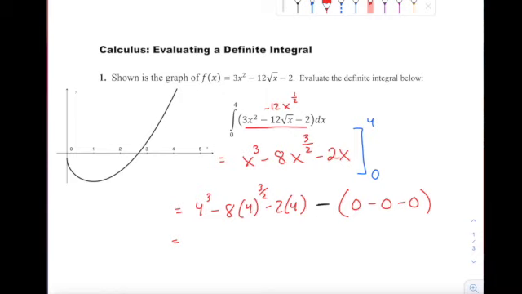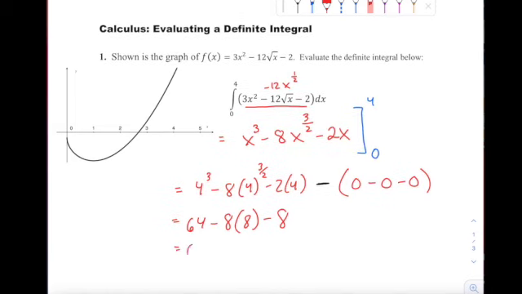4 cubed, that is 64, minus 8 times 4 to the 3/2. 4 to the 3/2 would be the square root of 4, which is 2, and 2 cubed is 8. Minus 2 times 4, which is 8. So here we go. We get 64 minus 64 minus 8 leaves us with negative 8. And so this final value is negative 8.